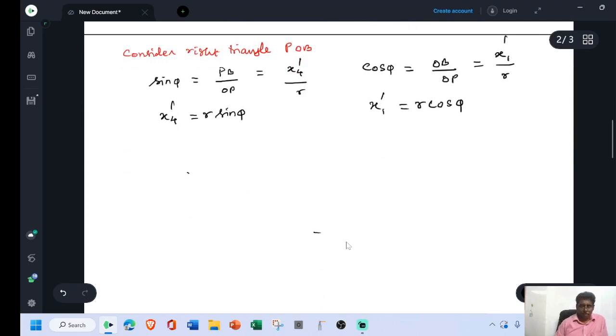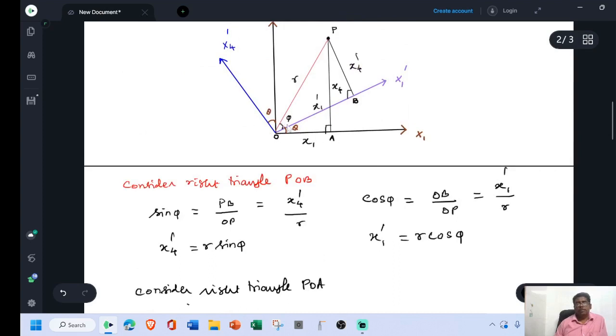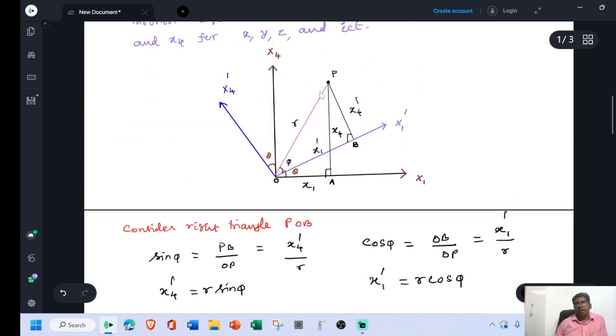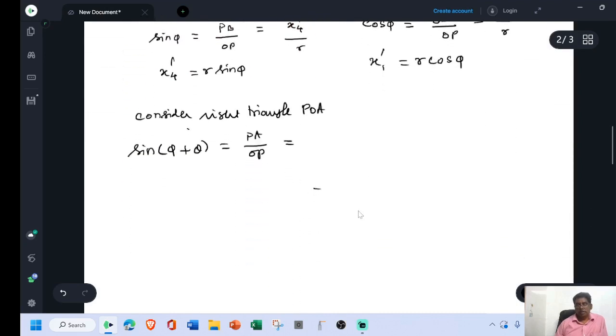Now consider the triangle POA. Consider a right triangle POA. Here sin of phi plus theta, the angle POA is phi plus theta. Sin of phi plus theta equals, this is 90 degrees, then the opposite side over the hypotenuse, PA divided by OP. Then this PA is our x4. So x4 by R. Then x4 equals R sin of phi plus theta.